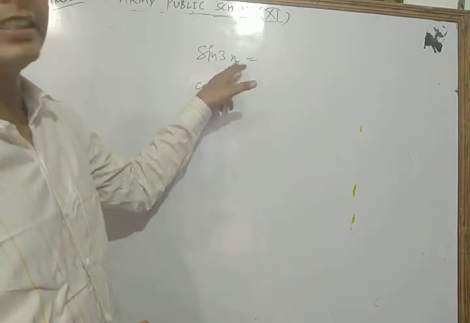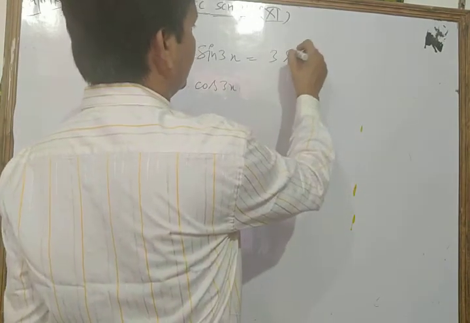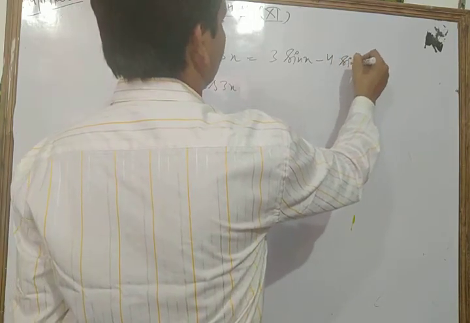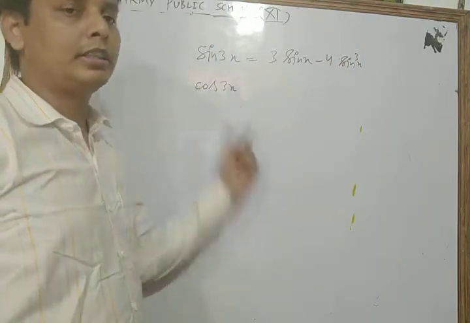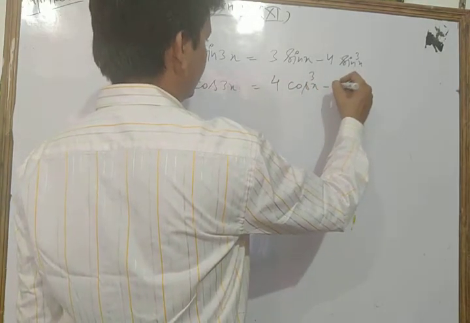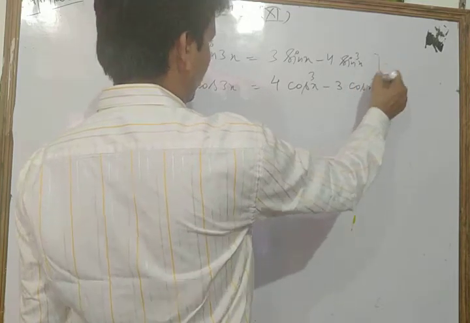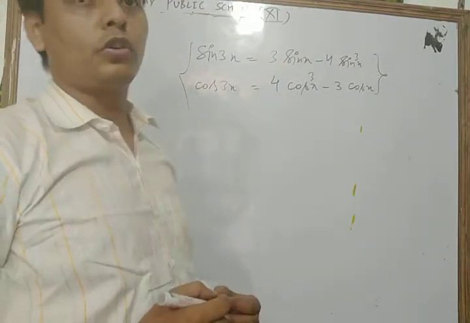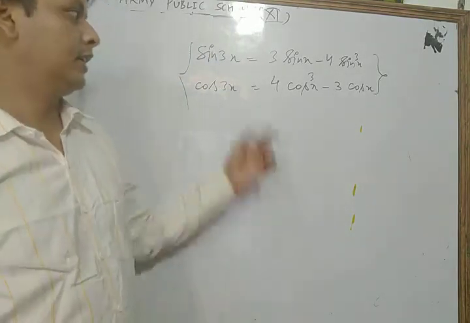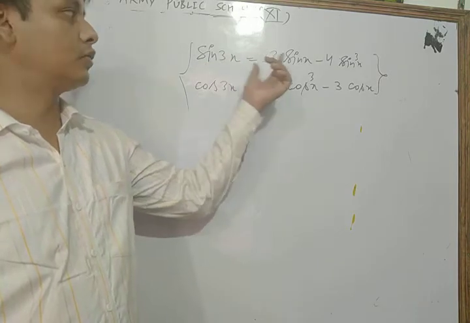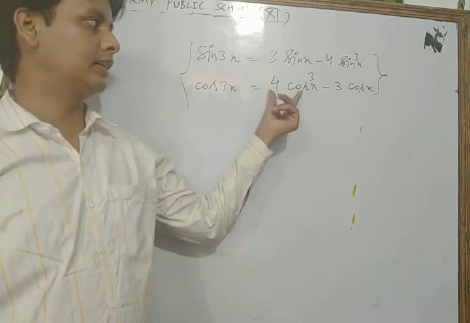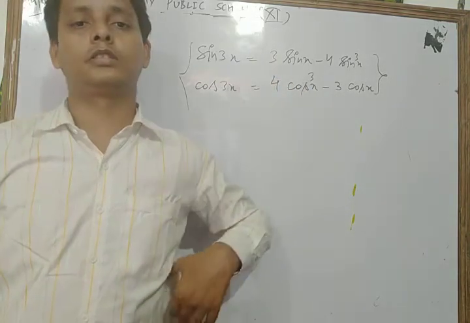The formula for sin 3x is 3 sin x minus 4 sin cube x, and the formula for cos 3x is 4 cos cube x minus 3 cos x. This is one of the most important formulas of your NCERT exercise and your syllabus. This is the new formula, that is sin 3x is equal to 3 sin x minus 4 sin cube x, and cos 3x is 4 cos cube x minus 3 cos x.